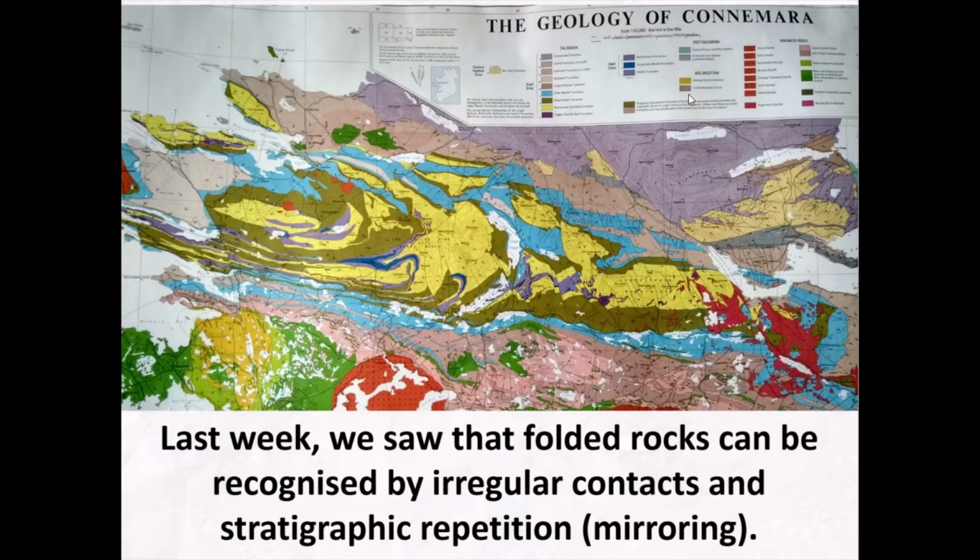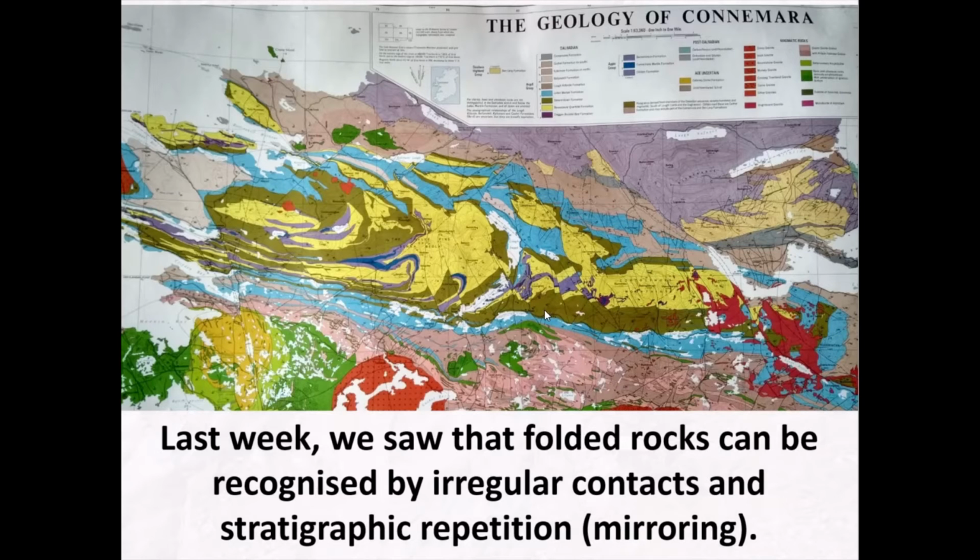Now we saw last week that folded rocks can be recognized by irregular or wavy contacts. They kind of look folded, and they can also be recognized by a stratigraphic repetition, like a sort of mirror image. And this is a large fold in Connemara in the north west of Ireland, and you can see that we've got these irregular contacts which come down. If we follow this blue one, for example, it goes through the countryside and then bends around to come back, so it's got that kind of irregular nature.